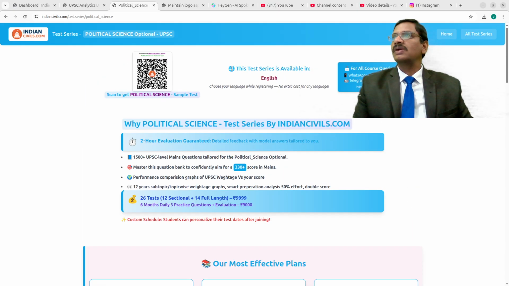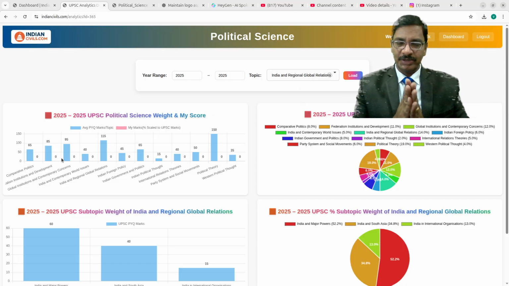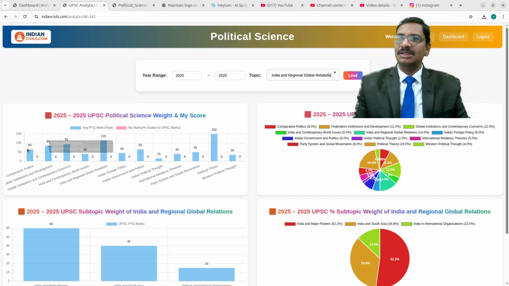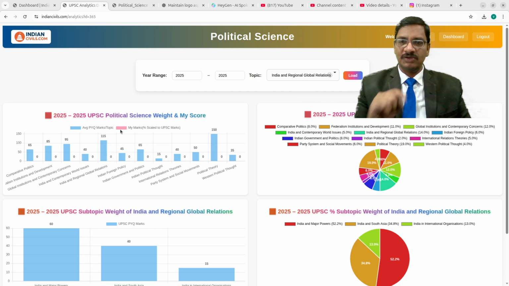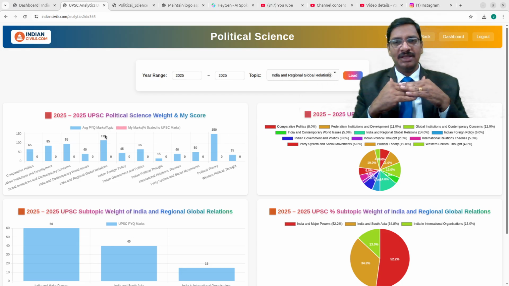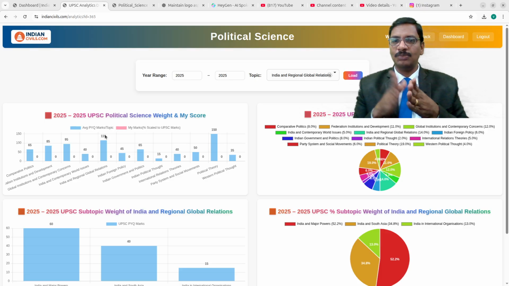For those who have joined our test series, we give all these graphs, and also a graph of your preparedness. UPSC preparedness is very important to understand. Here I have given the average marks for each topic. If you write the test series, see this pink color graph here: this is your performance compared to UPSC preparedness. If you are able to bring the blue and pink graphs exactly to the same level, then you are 100% prepared for UPSC Political Science Optional.